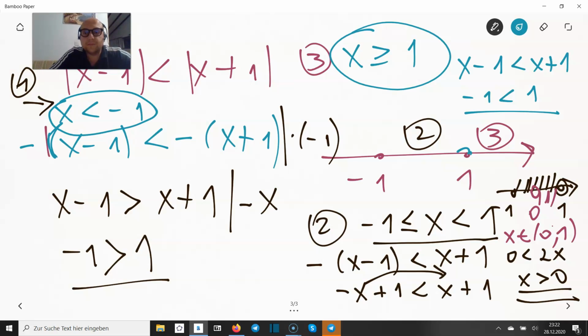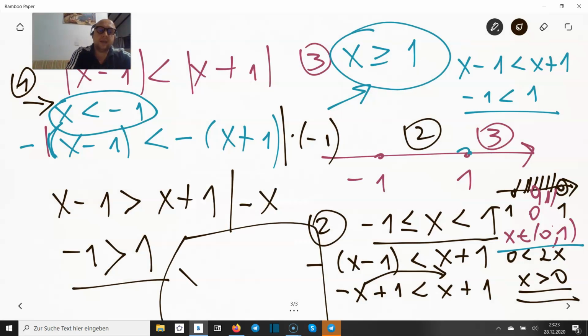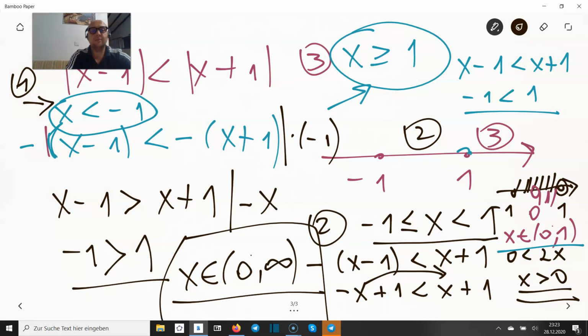So we're done. That means we have x from 0 to 1 and x is bigger or equal than 1, which means we start at 0 and never stop. So the total solution is a combination of those three, and that means x is starting at 0 and going to infinity. Infinity is never included because it's not a number.